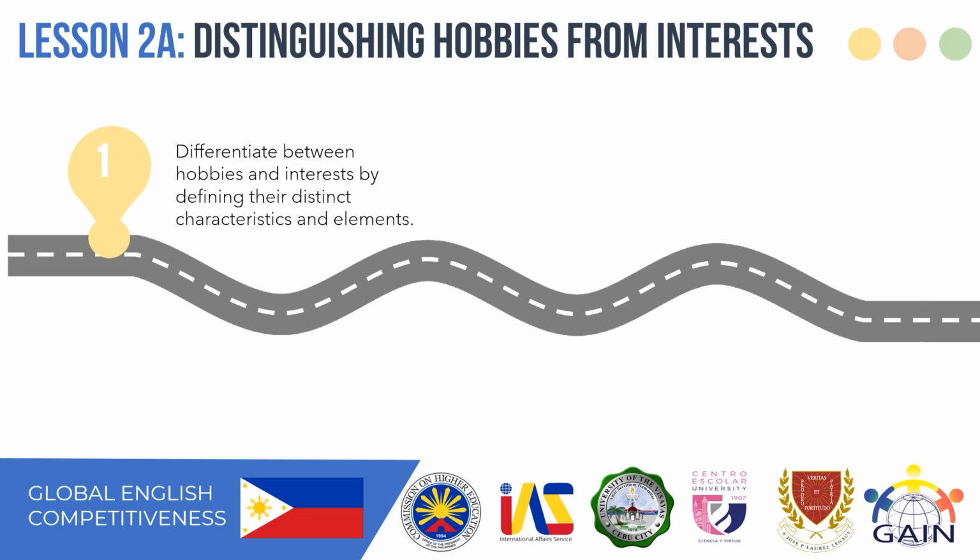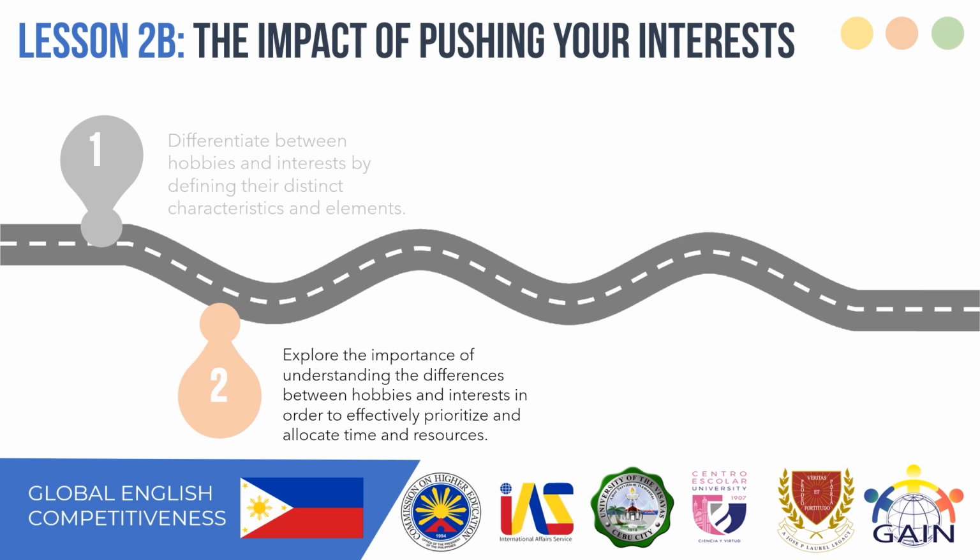As you can remember, we have already tackled our first 2 can-do objectives, where you differentiated between hobbies and interests by defining their distinct characteristics and elements. And in the previous lesson, you explored the importance of understanding the differences between hobbies and interests in order to effectively prioritize and allocate time and resources.